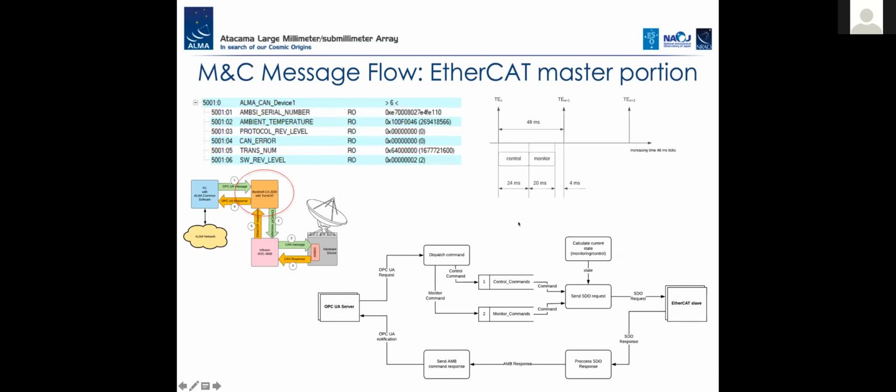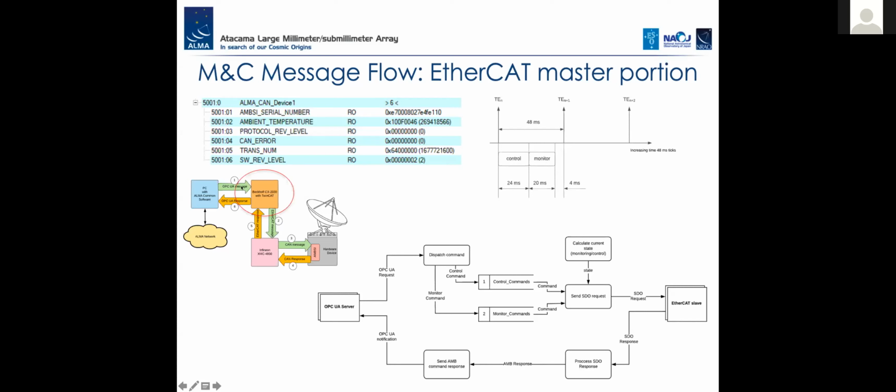So going in detail, one important aspect of synchronization in ALMA is the concept of timing event, which allows us to synchronize all the different antennas or different hardware real-time computers. A TE is just a digital pulse of 48 milliseconds. In the first window of 24 milliseconds, we're supposed to send only control messages, and in the remaining 20 milliseconds we are allowed to send monitoring messages. And there's an idle period of 4 milliseconds, and then we repeat again and again.